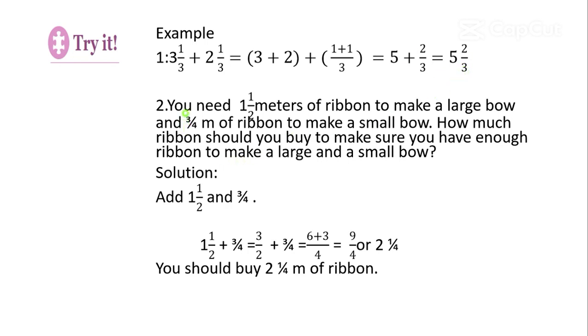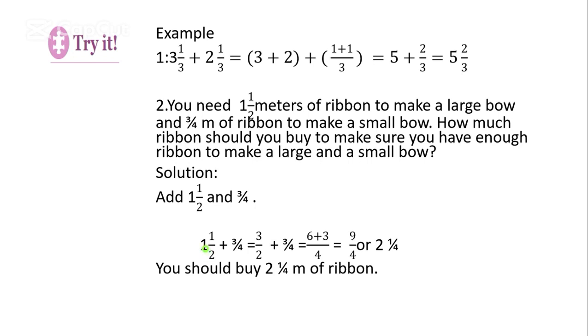How about in this example? You need 1 1/2 meters of ribbon to make a large bow and 3/4 meter of ribbon to make a small bow. How much ribbon should you buy to make sure you have enough ribbon to make a large and small bow? So the solution is you need to add 1 1/2 and 3/4. Since it is a mixed number, you can use the second method by changing it to improper fraction.